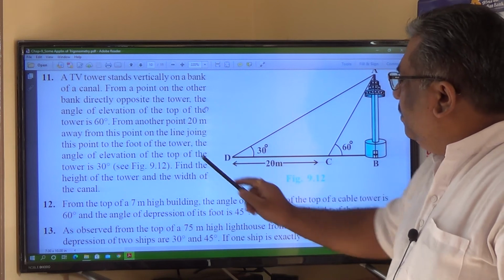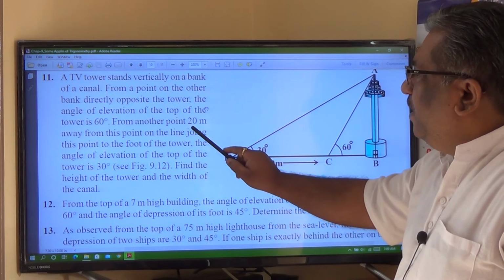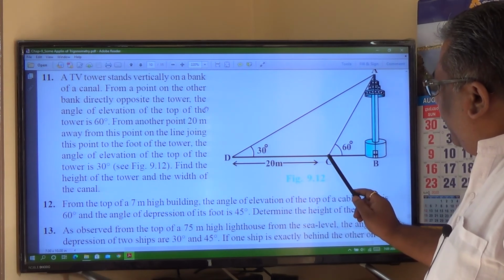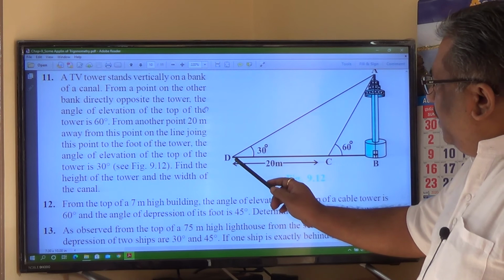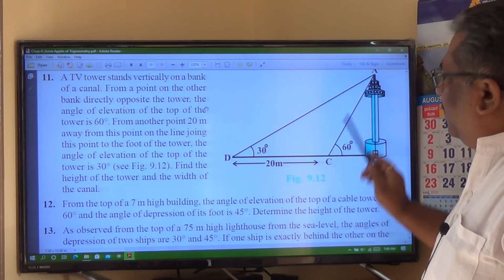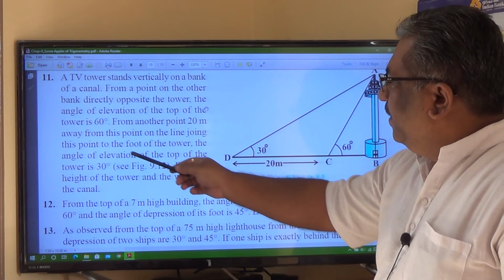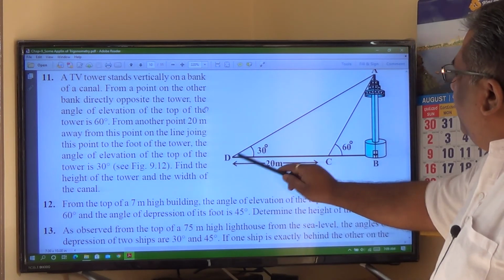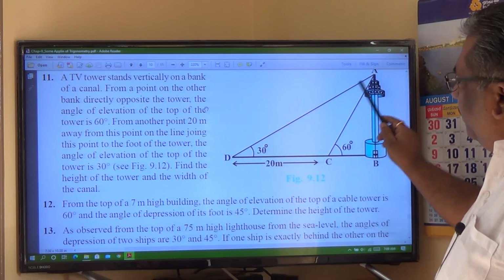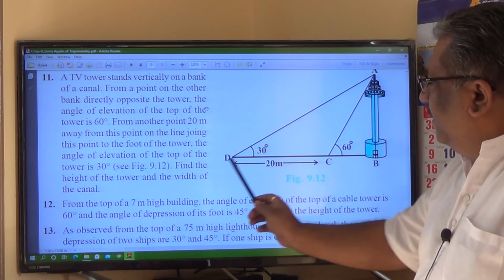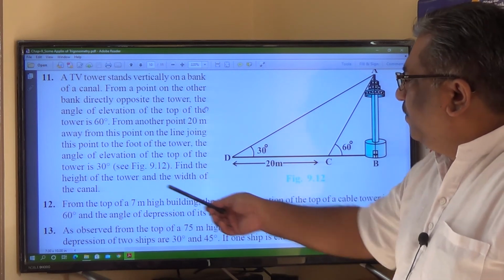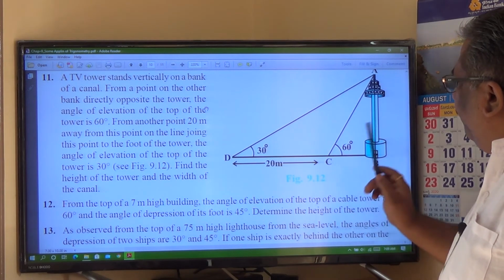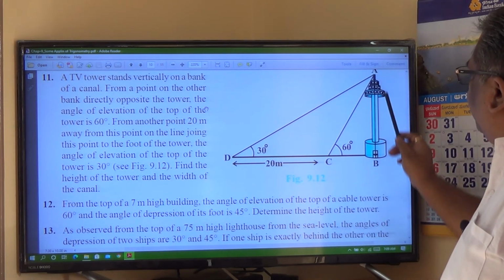From another point D, which is 20 meter away from this existing point, and the line joining it to the foot of the tower, the angle of elevation of the top of the tower is 30 degrees. From here, if you observe, the angle of elevation of the top of the tower is 30 degrees. All these are in a single straight line. Remember that. Find the height of the tower and the width of the canal. BC is the width of the canal and h can be the height of the tower, which is AB.